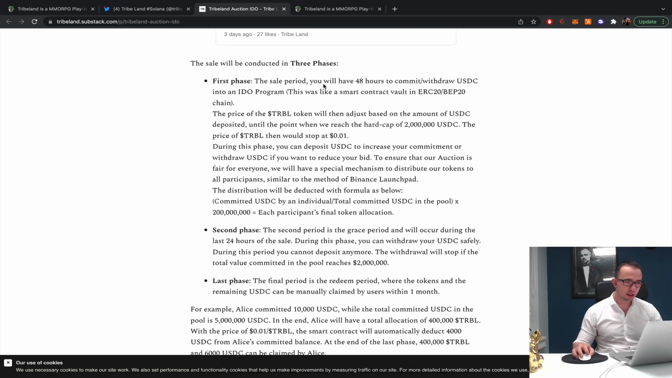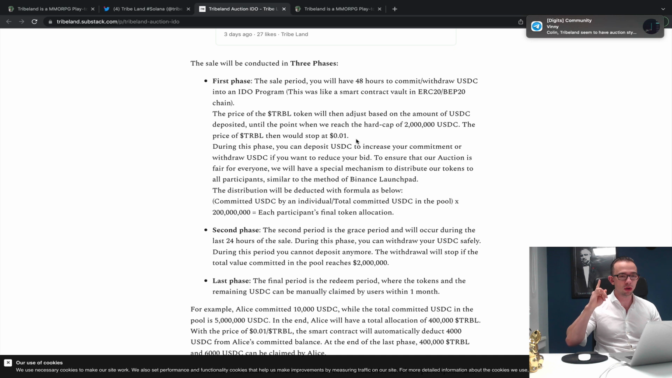Okay, first phase, the sale period, you will have 48 hours to commit or withdraw USDC into the IDO program. The price of it will then be adjusted based on the amount of USDC deposited. So I can already tell you this will most likely sell out, right? Because all of these overflows that lately have happened, the last 20 I analyzed, all sold out like 14,000%, right? The price, I'm just saying it's my opinion. I'm not like a wizard or anything, but this is what I've noticed. The price then would stop at 1 cent. So 1 cent is the actual max.